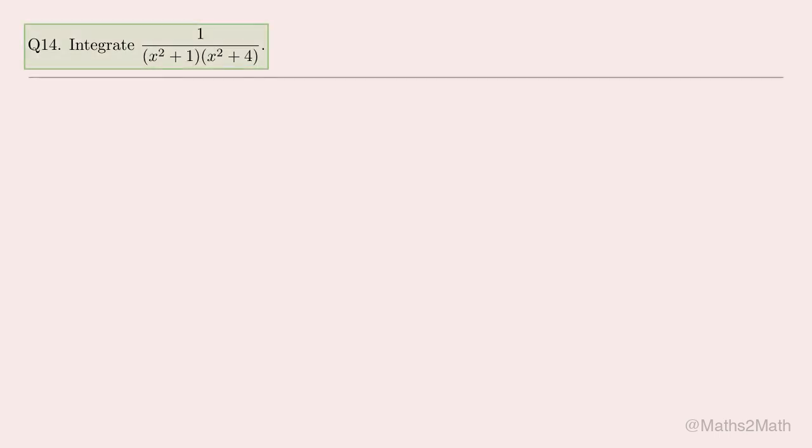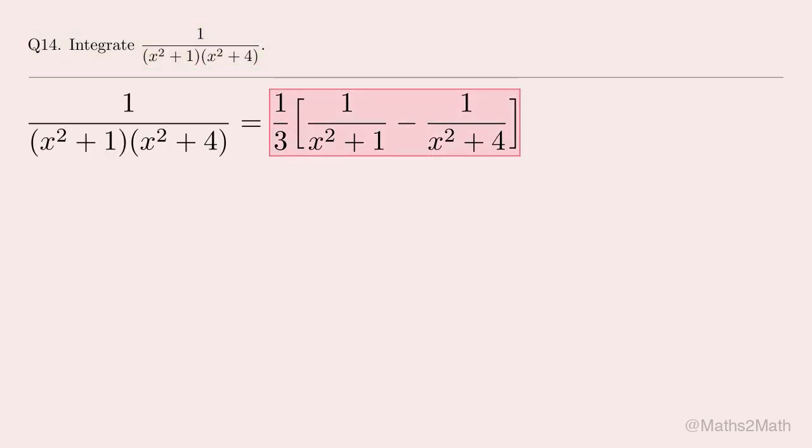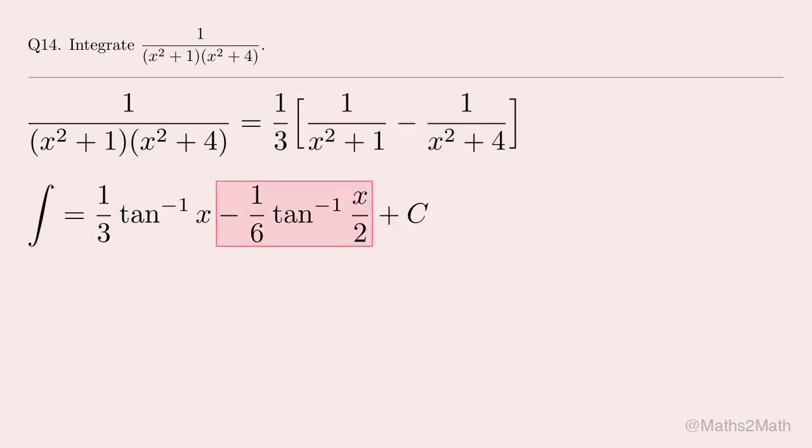Question 14. Two irreducible quadratics split as if in x squared. 1/3 of the difference of reciprocals. The decomposition in x squared gives a third of each reciprocal difference. Two arctangents.